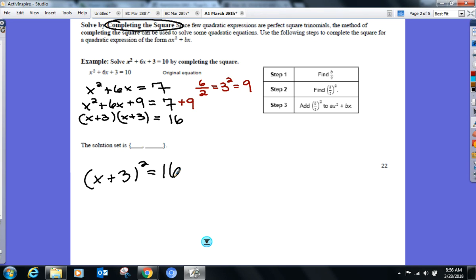I found the new c value by dividing b over 2, squaring it. I got 9, added it to both sides, factored. Now here's where I am. And I think you guys can take over from here.